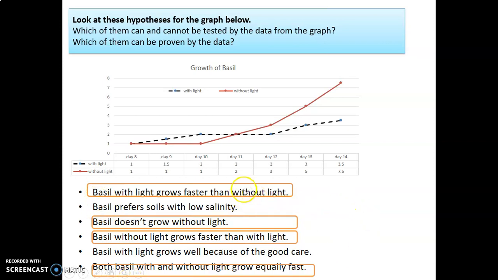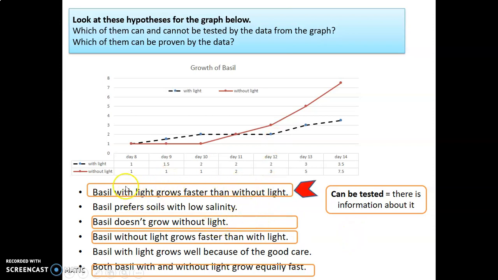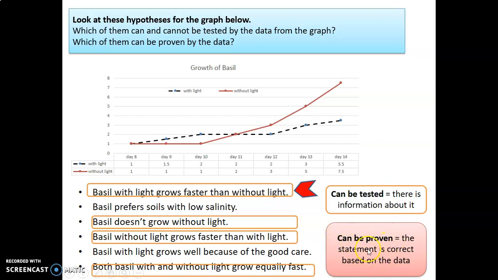And you will say, hey, but basil doesn't grow without light. It's not true, you will say. But that's not the point. I'm asking you which ones can be tested, not which ones are true, right? So basil doesn't grow without light. There is basil, right? And there is basil without light, this black line. So there is information about it, right? Of course, only one of them is true, like it's proven right.